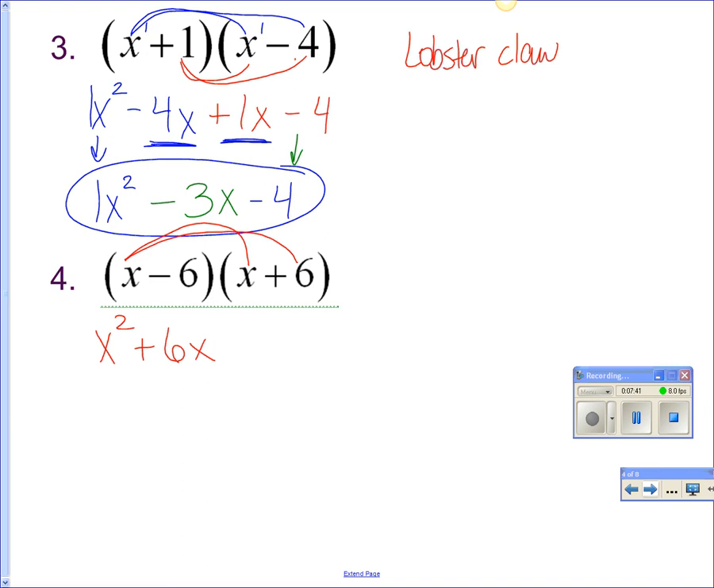Now we're going to do the bottom claw. So we're going to start right here. Negative 6. And we're going to go over here. Negative 6 times x is? And negative 6 times positive 6. Good, Ethan H. Okay. All right, Ethan G, is there anything more I can do up here?